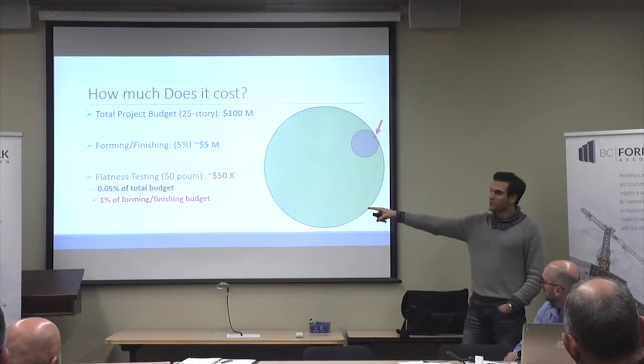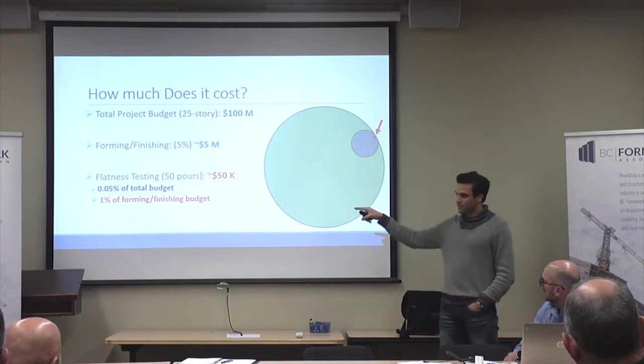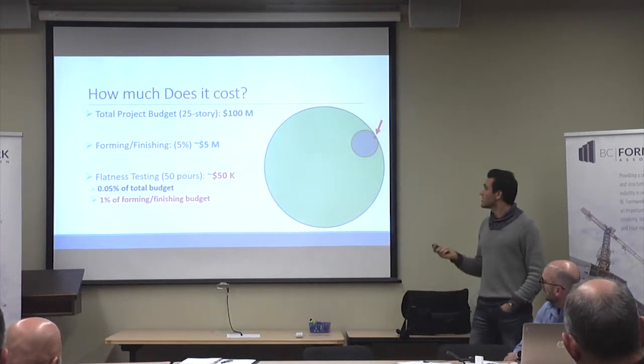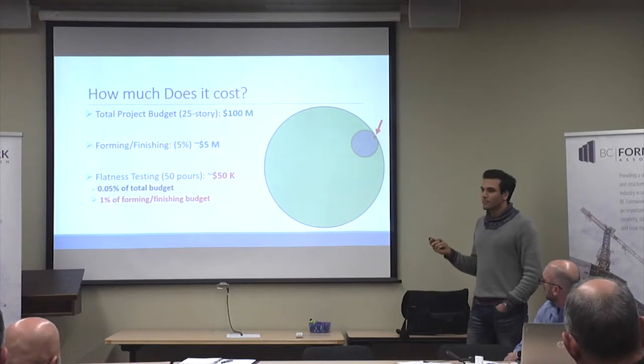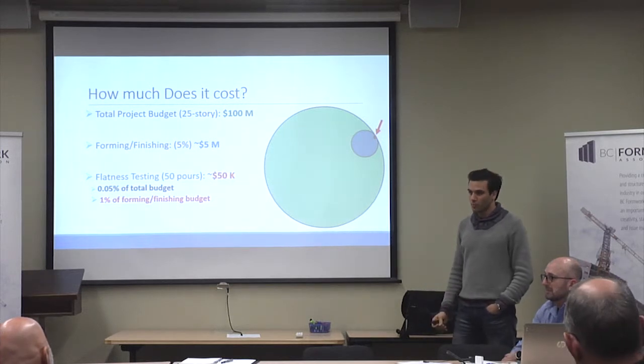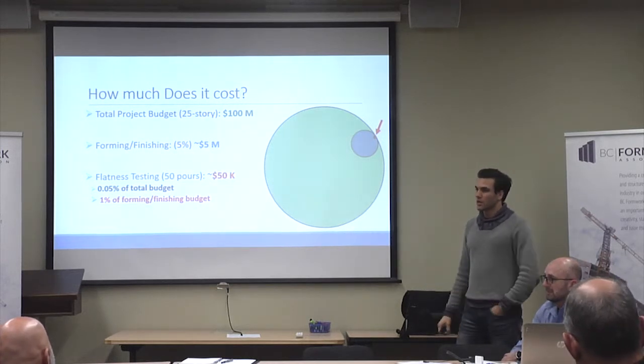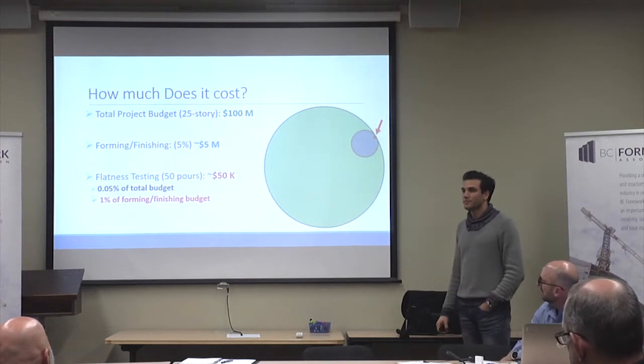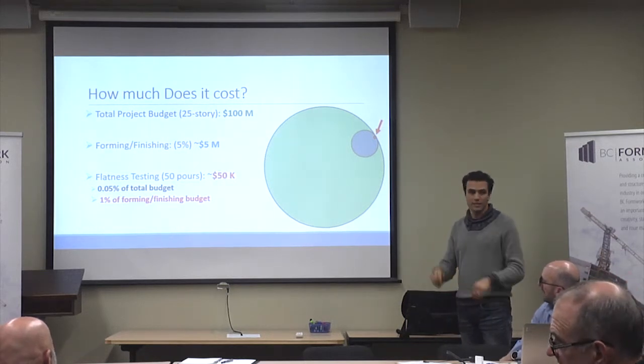So 1% of the forming and finishing company budget is fairly small. How long does it take you to do a 10,000 square foot slab, to measure it? A couple of hours. 2 hours? Yeah. We go at 5 and you're done by 7. So it's somewhere between an hour and 2 hours. Just the testing or on the site?